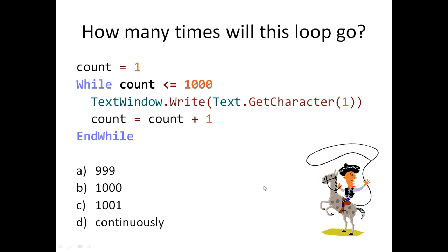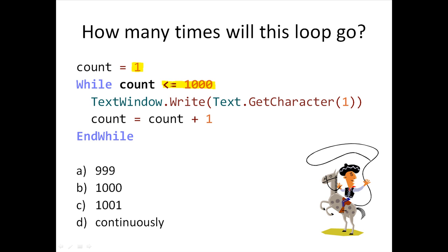Okay, so let's look at the first one here. How many times will this loop go? We have a small snippet of code, and basically we have some choices here. I told you I want you to pay attention to certain things in any of these scenarios. So here we have a loop counter. It's called count. We're starting at 1. That's the first important piece of information that we have. We are going to keep going while count is less than or equal to 1,000.